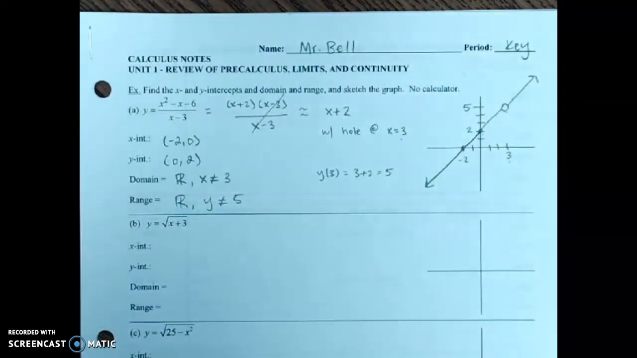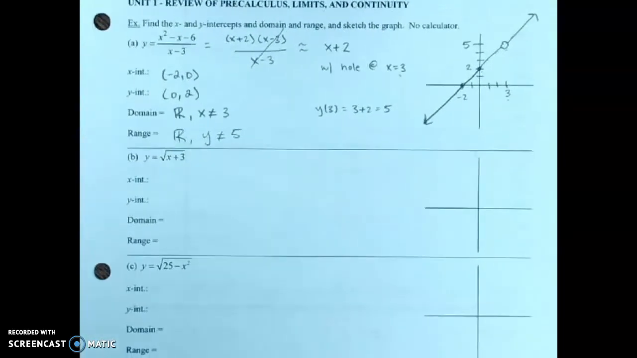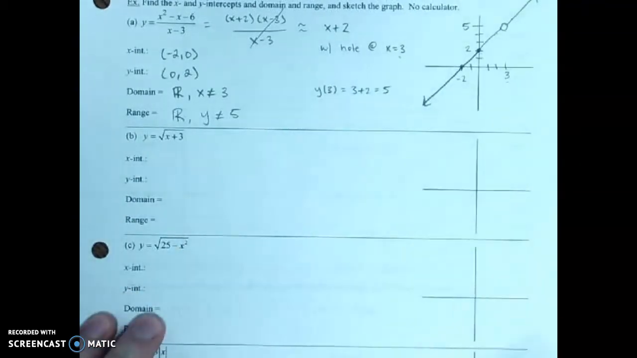Alright, so there's the first one. Not too bad. Don't forget your holes. A lot of people will miss points on quizzes and tests because of that, but just be careful. Next one, we've got just a typical square root function. It is shifted to the left 3 units.